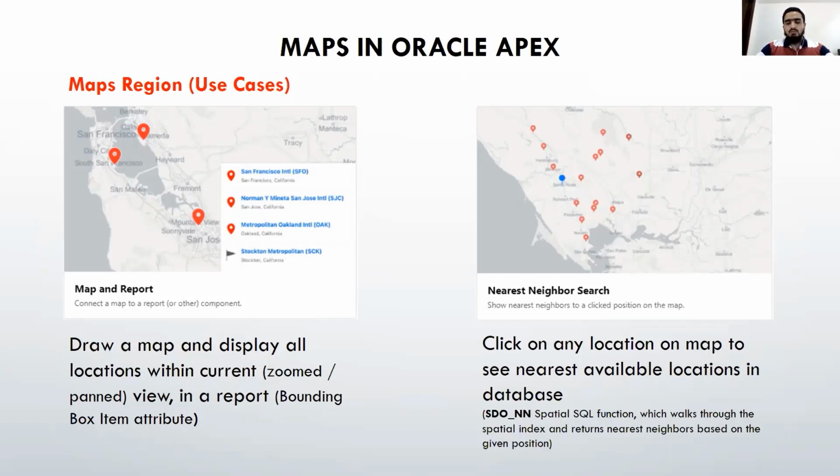For this, we use SDO_ and then a special SQL function. It is again already available in Oracle database, and it actually walks through the spatial index and returns nearest neighbors to the given position. We will just pass the position to this function, and it will give us all the neighbors available from our database table.